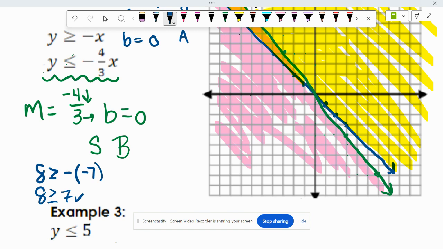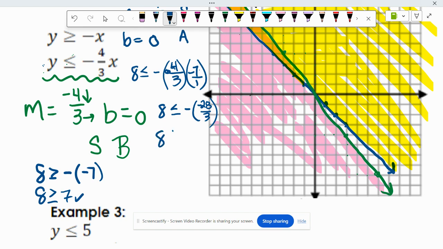Now let's plug in 8 for my y and negative 7 for my x. So 8 is less than or equal to negative, let's see, 4/3 times, that's not a negative 4/3, sorry, times a negative 7 over 1. So 4 times 7 is 28. So 8 is less than or equal to negative 28 over 3. So what is a negative negative? Our opposite of a negative. You guys see how I have two negatives there? Positive. So is 8 less than or equal to a positive 28 over 3?